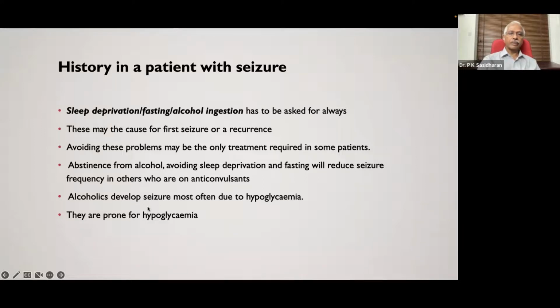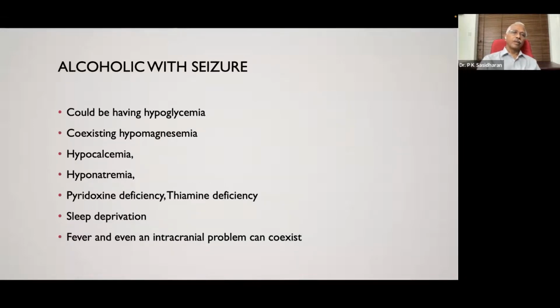So alcoholics develop seizures most often, as I mentioned before, due to hypoglycemia, because they are prone to hypoglycemia. It could be hypoglycemia. They always have coexisting hypomagnesemia, hypocalcemia, hyponatremia, pyridoxine deficiency, thiamine deficiency, sleep deprivation, fever, and even intracranial problems can coexist in an alcoholic person. So alcoholics may be having seizure due to multiple reasons. Always be on the lookout for multiple causes.